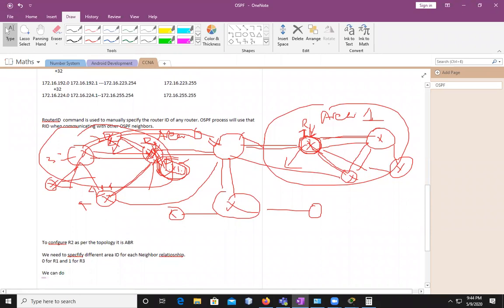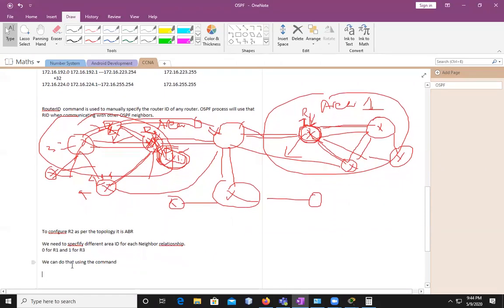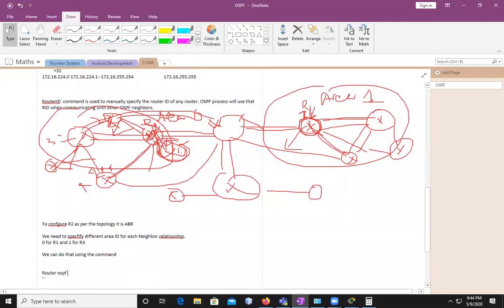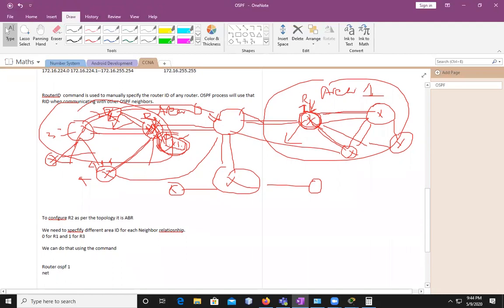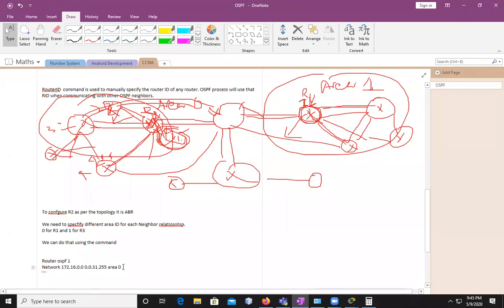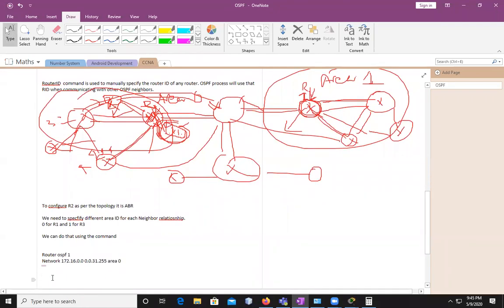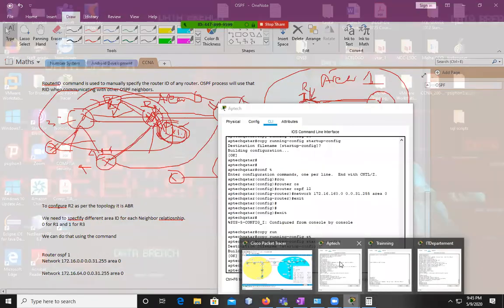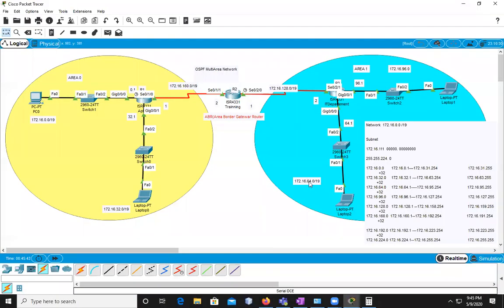So we can do that using the command. We'll go to router OSPF, process ID, suppose 1 in that. So we'll go to advertise the network, for example, 172.16.0.0, which is in the left-hand side, with the wildcard mask 0.0.31.255. We can say area 0 for that. And the next command, even if we have another network, same thing. And for the right-hand side, what's the network? We have 64 here. I'm just taking an example. So we have 2 subnets. We need to give 2 subnet commands.